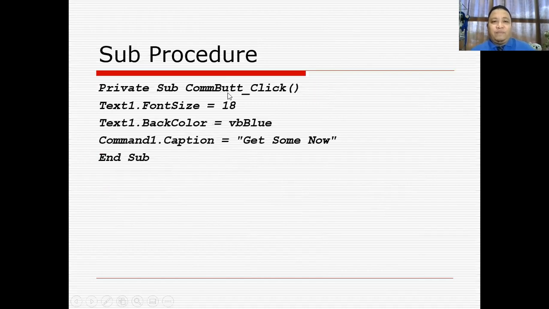Private Sub Command1_Click(), Text1.FontSize = 18, Text1.BackColor = blue, Command1.Caption = "Get some now".